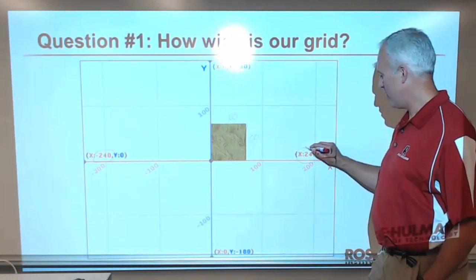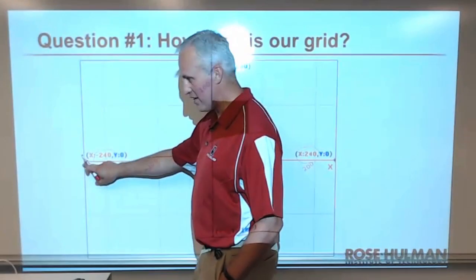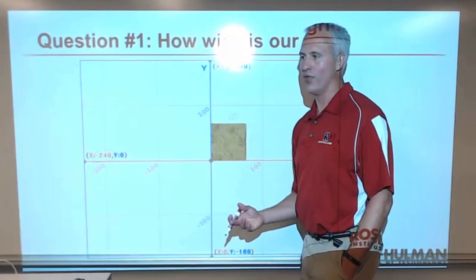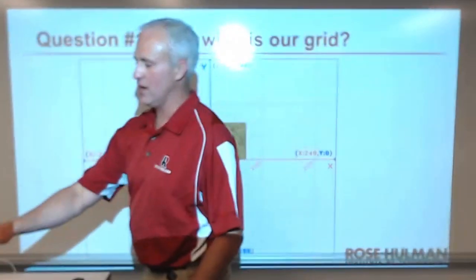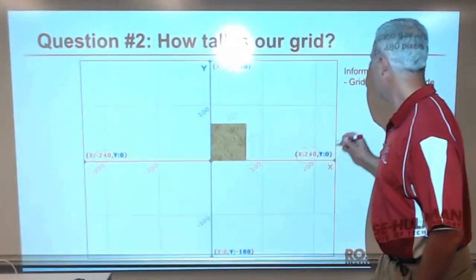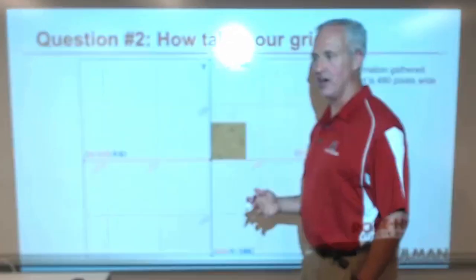So I'll give you a hint. This side is positive 240. That side is negative 240. So how big is the whole thing? 480. 480, that's right. So this grid is 480 pixels wide total. So that's something that we're going to need to know.